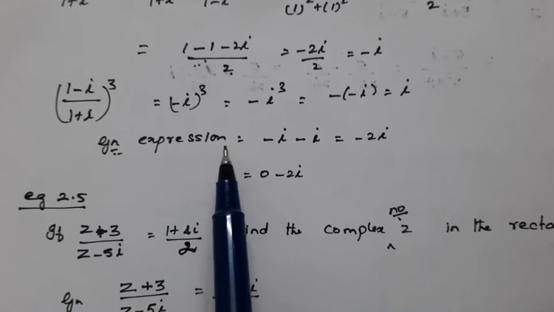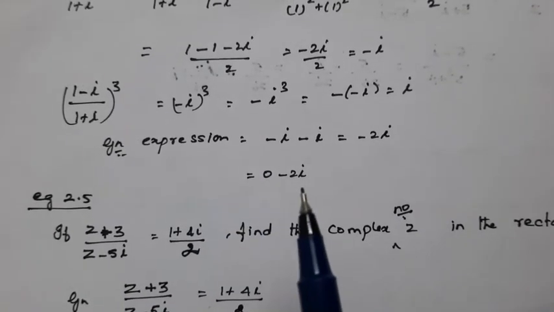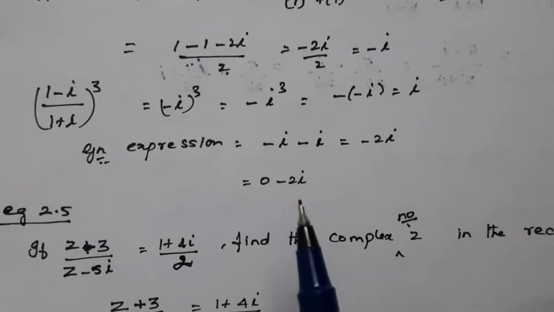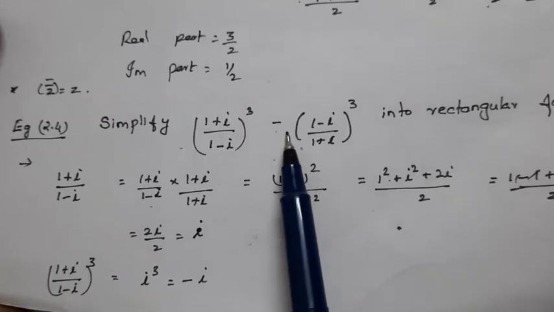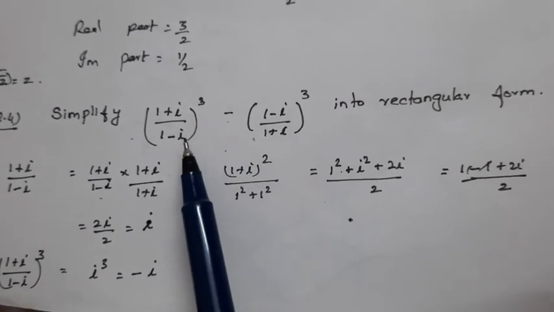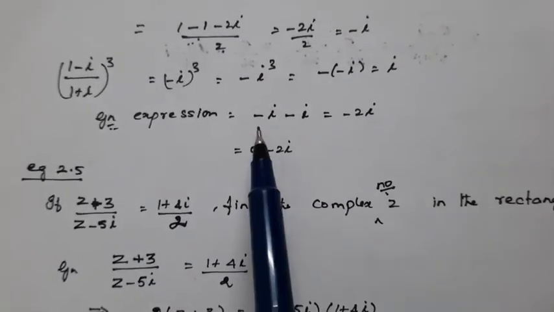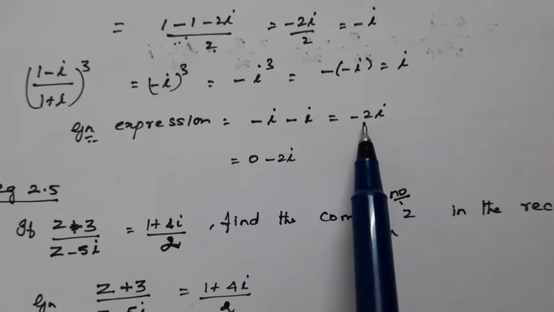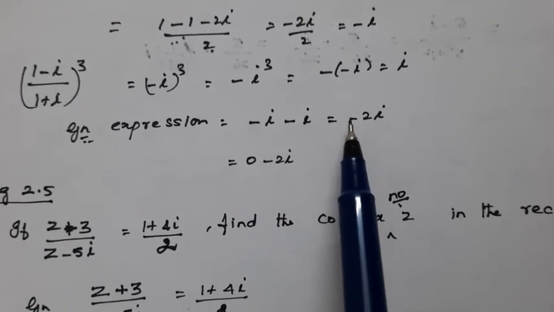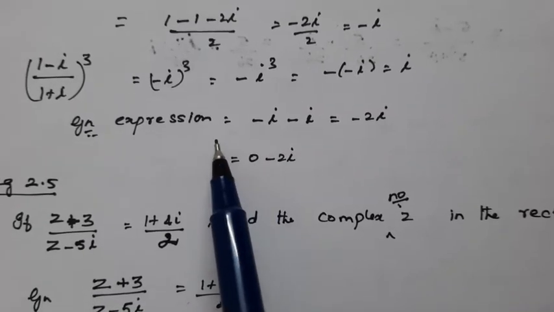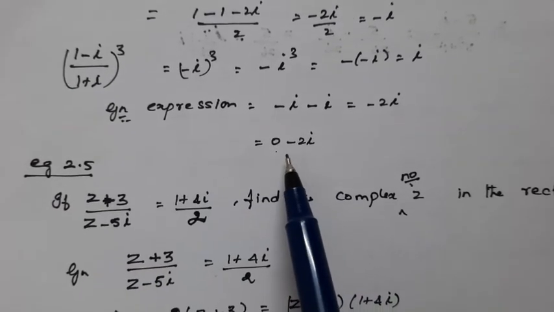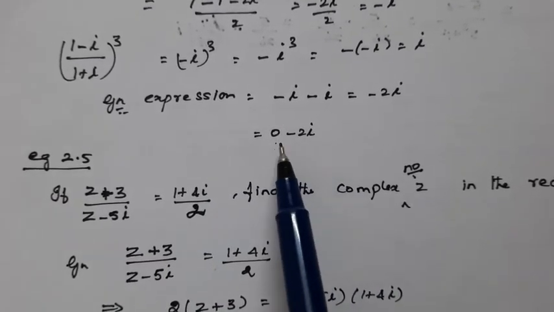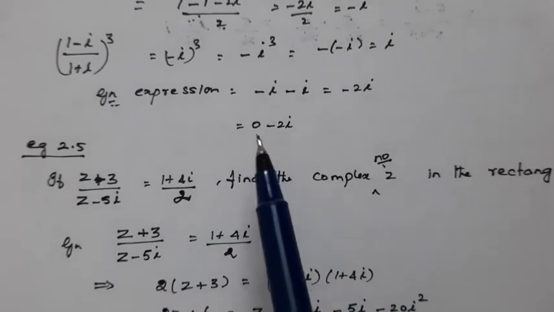So what happened to the given expression? The given expression is ((1 + i)/(1 − i))³ minus ((1 − i)/(1 + i))³. Its value is minus i and this value is also equal to i. So minus i minus of i, that will be equal to minus 2i. So writing in the rectangular form, there is no real part, so writing the real part as 0. You have expressed the given expression in the rectangular form as 0 minus 2i. So rectangular form means expressing the complex number in the real part as well as the imaginary part.